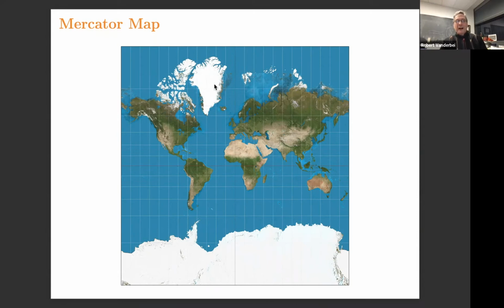And so we've made the vertical and horizontal look nice, but the size of things as we get close to the pole is huge. In fact, look at Antarctica here. Antarctica looks huge, huge, huge. And so that's a disadvantage for this projection.